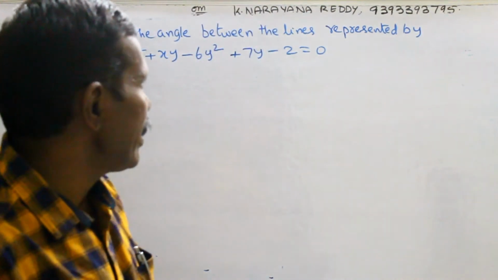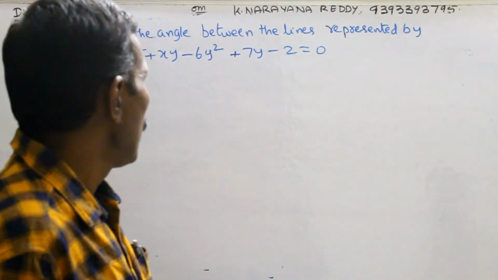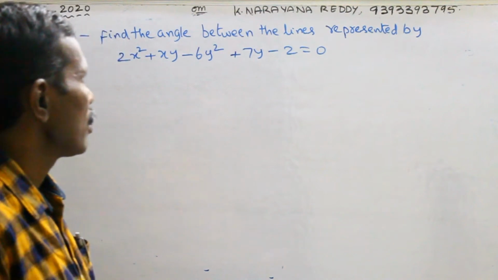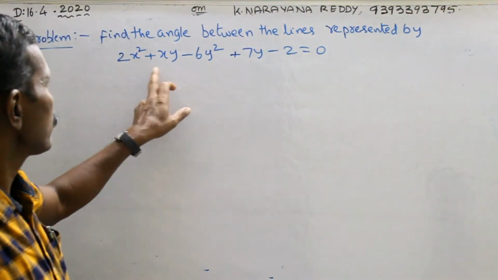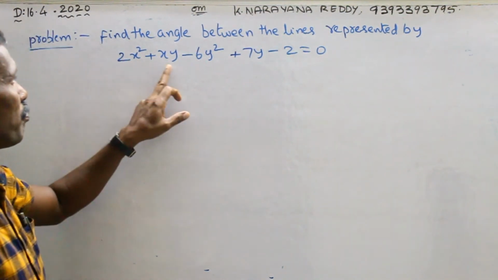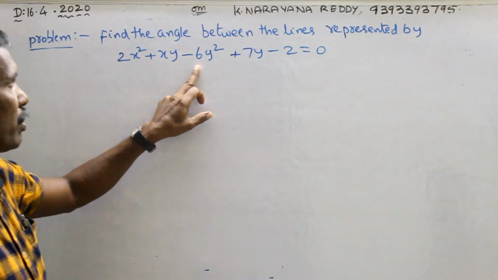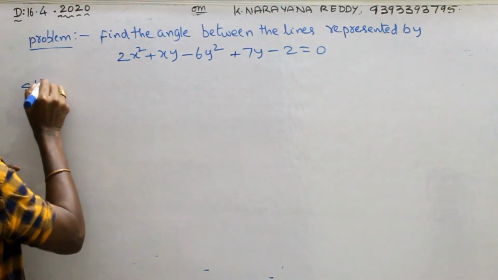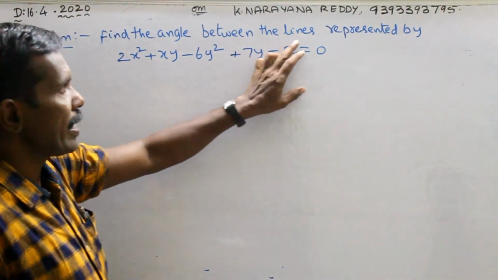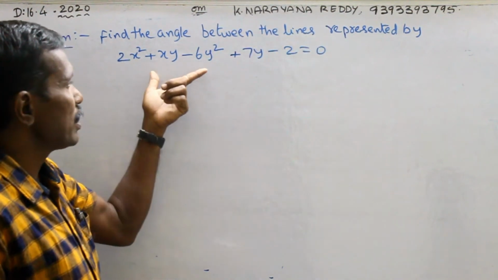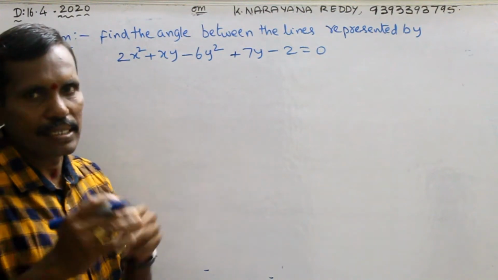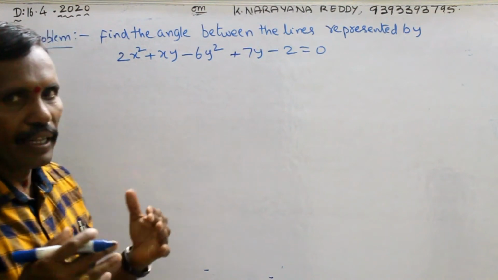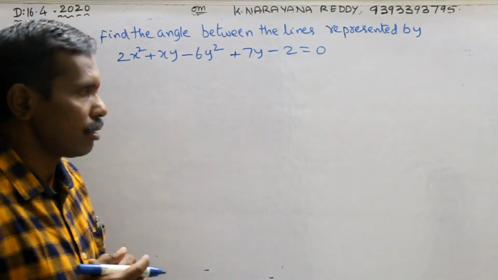In this class, I am explaining about the angle between a pair of lines represented by 2x square plus xy minus 6y square plus 7y minus 2 equals to 0. This equation contains a pair of lines, that is two lines. How to find the angle? What is the formula for the angle?